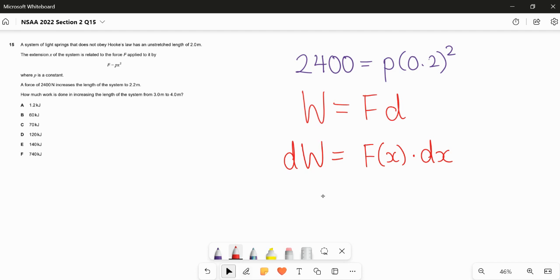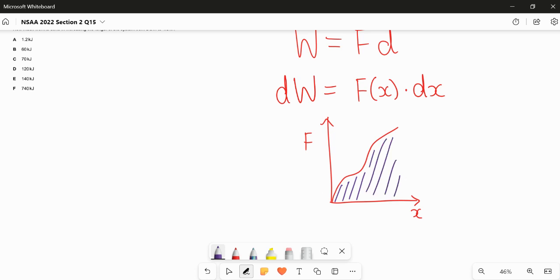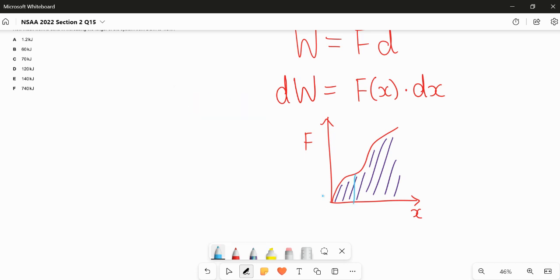You might have seen this in school as saying, when you have a force times extension graph like this, I've just drawn an arbitrary one here, then the work done is equal to the area under this graph. But what we're really doing is we're saying that we know work done is usually force times distance when the force is a constant. So what we're doing is we're breaking this down into very, very thin sections.